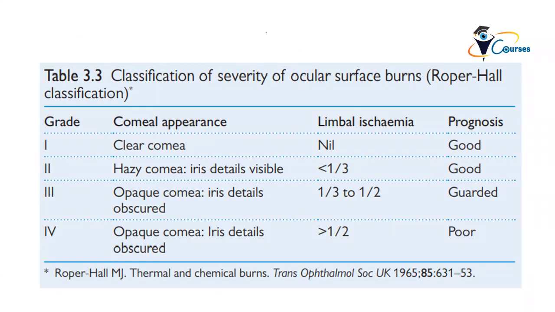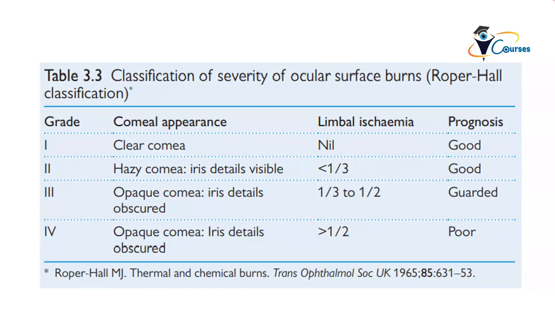Opaque cornea, iris vessels obscured, with one-third to one-half limbal ischemia, so there will be a good prognosis. In grade 4, the cornea is opaque and the iris vessels are obscured, with more than half, or 6 o'clock hours, of limbal ischemia; this is a poor prognosis. This table is from the Oxford Handbook of Ophthalmology.